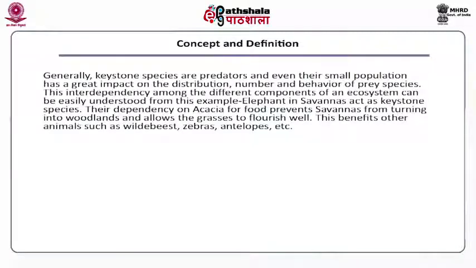Let me give you one example. Elephants in the savanna act as keystone species. How do they act as keystone species? Let me describe that. Their dependency on acacia for food prevents the savanna from turning into woodlands, because if elephants did not feed on acacia, then everywhere there would be acacia, acacia, acacia, and there would be no more grasslands; rather these would be woodlands. So these elephants, by feeding on acacia, allow the grasses to flourish well.